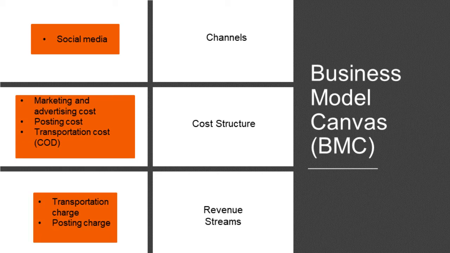Last but not least is revenue streams. Revenue stream is the building block representing the cash, which is not profit but revenue minus cost. In other words, it is the sources from which a business earns money from the sales of goods or services. The revenue stream for Corndog Frozen by Ida includes transportation charge and posting charge.